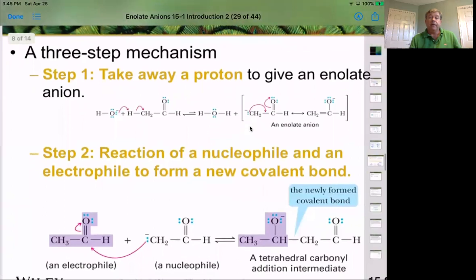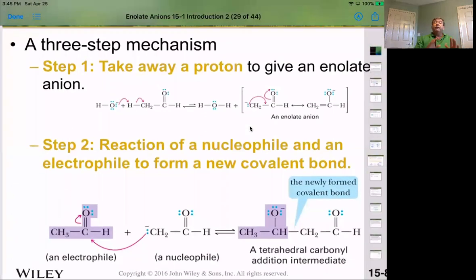It doesn't matter whether you start with an aldehyde or a ketone, the first step is the same. It's the formation of the enolate ion. So we're going to take a base of some sort right here, and we're going to take one hydrogen off of the alpha carbon here.